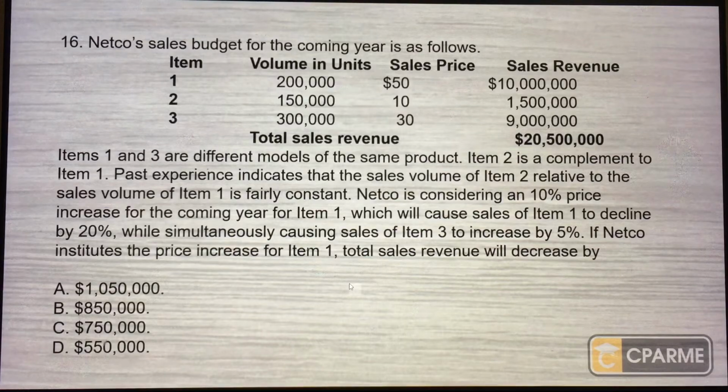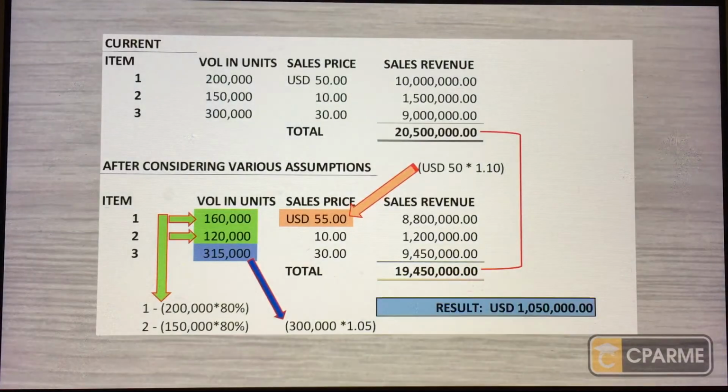Okay, I think you have your own answer. So I think the correct answer for number 16 is letter A, 1,050,000. So this is the sample computation: from the current 20.5 million, after considering the different assumptions, the total sales revenue would be 19,450,000. So after incorporating all the assumptions, there is a decrease in the sales revenue of 1,050,000.